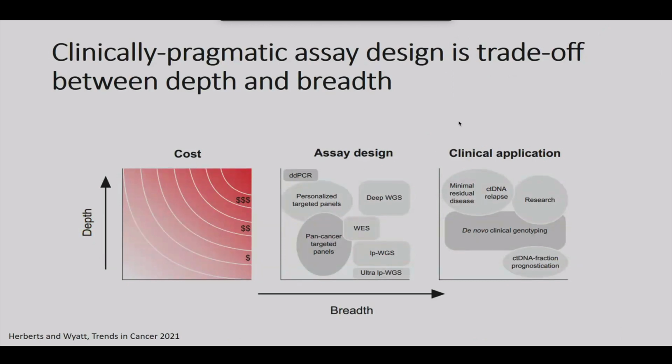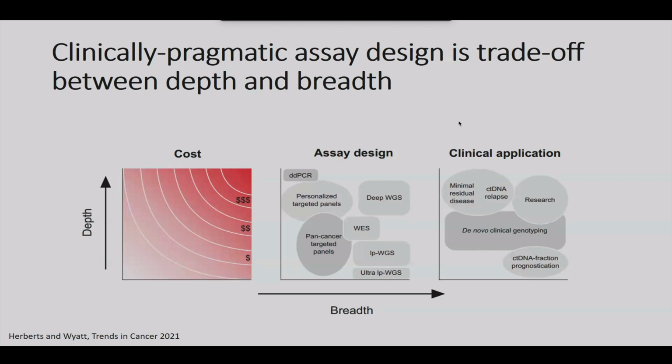So, clinically pragmatic assay design, you've always got to have cost in mind. Now, in an ideal world, what you do is sequence the entire genome thousands and thousands of times. You'd look at every single copy of DNA that was in your tube. But that would cost millions of dollars, so we can't do that. We have to compromise, and we say we're going to look at only a subset of the genome, and we're going to look quite deep at that subset. Obviously, the fewer parts of the genome you look at, the deeper you can go.